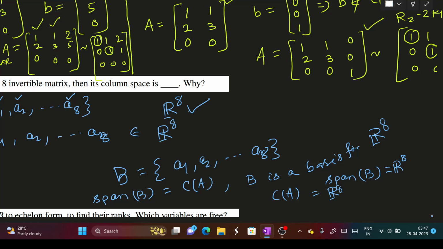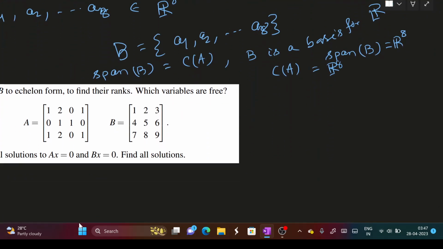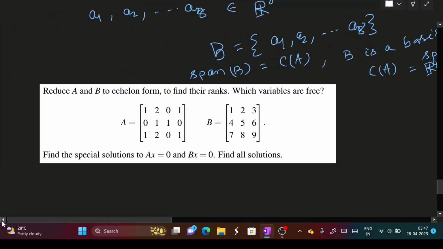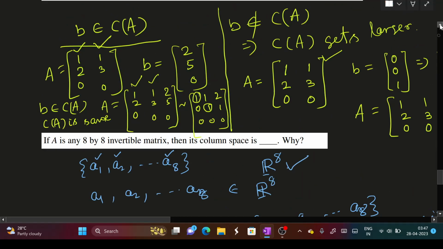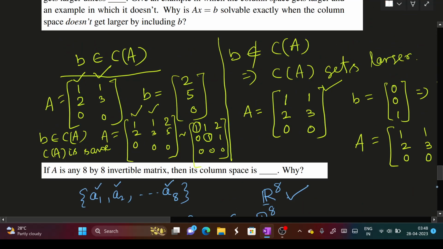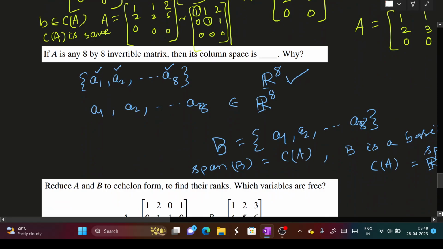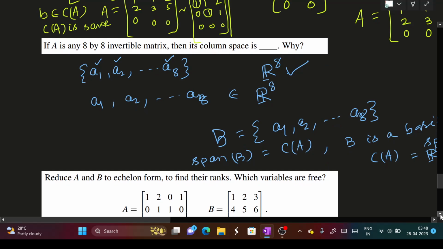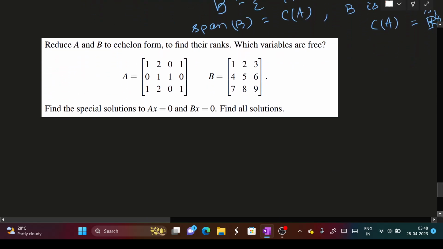What is actually R to the power 8? It is an 8-dimensional vector space having a maximum of 8 linearly independent vectors. That is, any 8 linearly independent vectors of R to the power 8 can span the whole R to the power 8. And here A is non-singular, that implies every column vector in A is linearly independent of every other vector in the matrix. So this answer is understood.